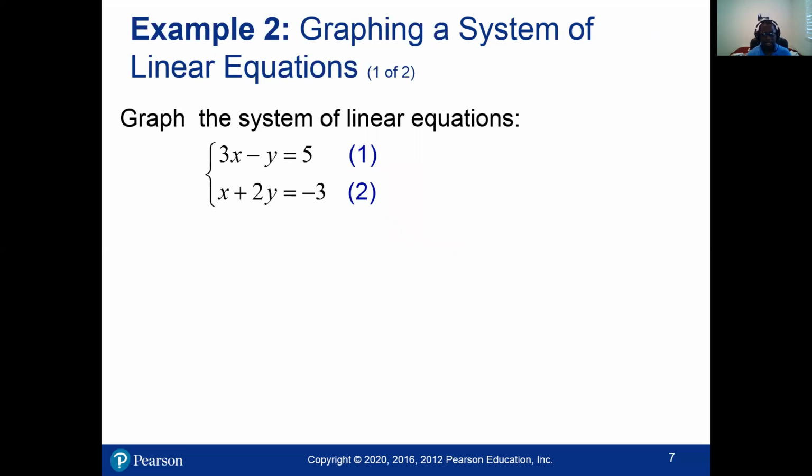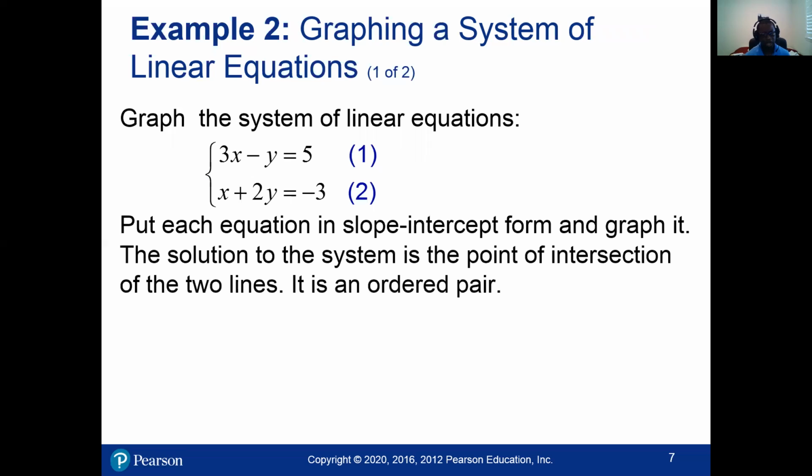Now, I'm going to use the same system for the method of substitution and for elimination, just to show you that it does not matter which method you use, you get the same solution. So we want to start with graphing. I mean, solving this system by graphing. Okay. So these are lines.